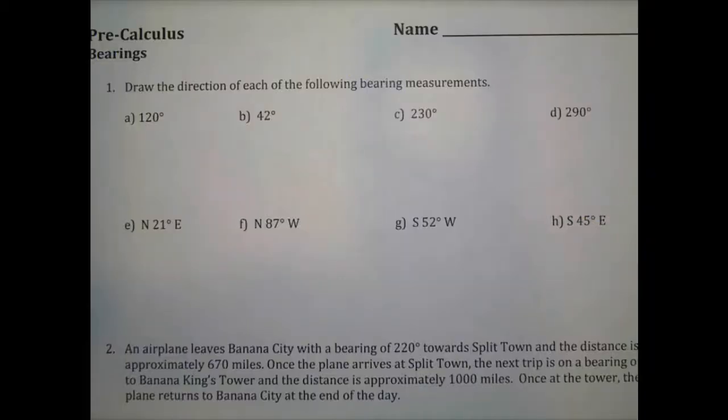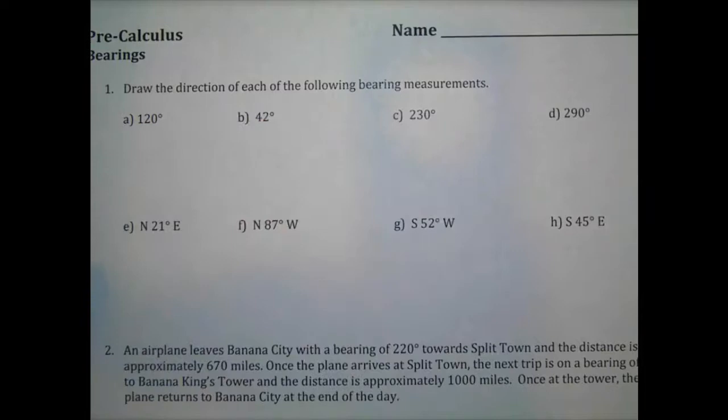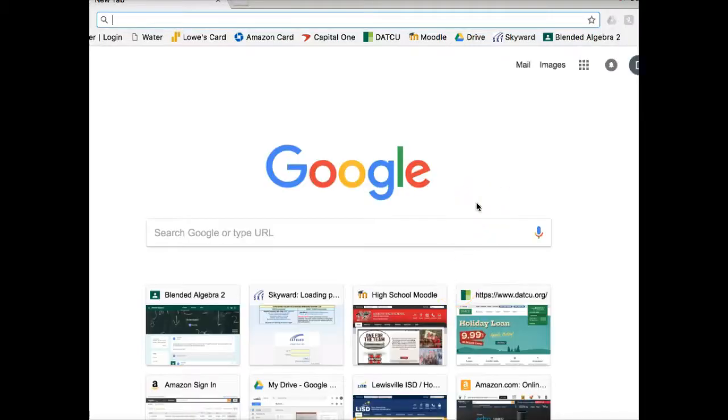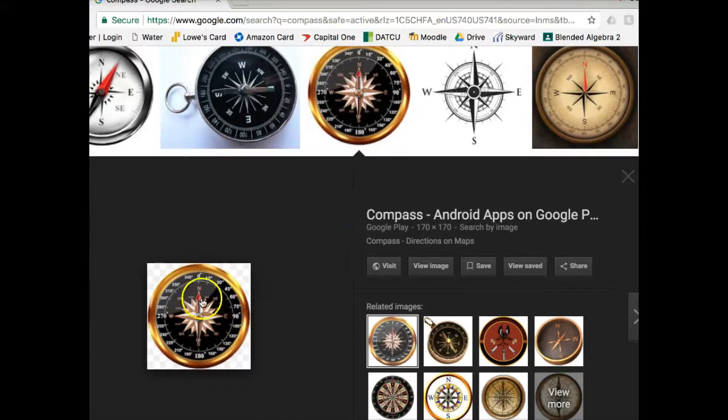So first, I want to get you guys started by just getting comfortable with drawing bearings how they are. Notice on those pictures, sorry, I can't go back to them. Oh no! Let's pull it back up. What did I look up? Compass? Compass. Yes. Image. Yes.